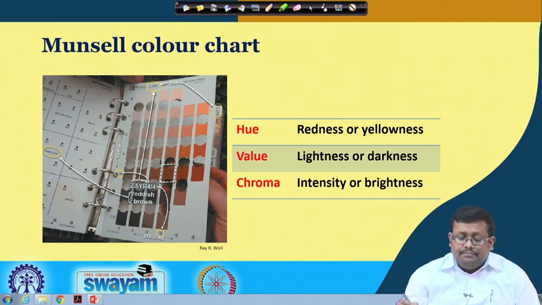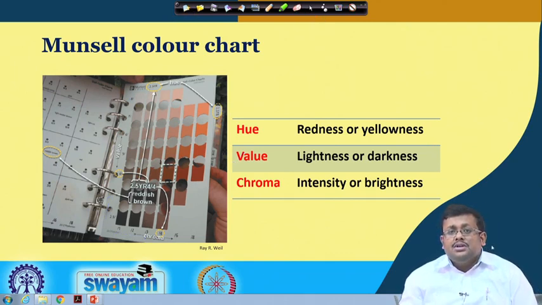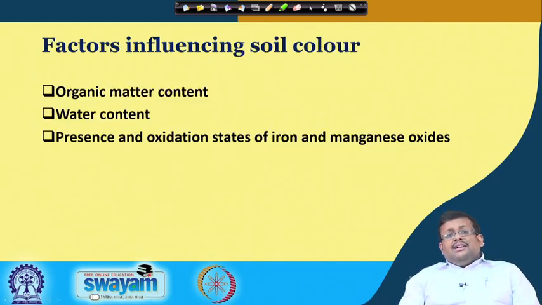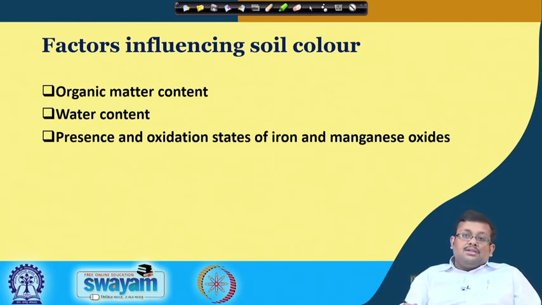So, let us see what the basic implications of soil color are. Different factors influence soil color. For example, based on the percentage of organic matter content, soil color would be different. Water content plays an important role in soil color. That is why whenever you are measuring soil color, it is important to write down the wetness condition, and also the presence and oxidation states of iron and manganese oxides are very important from the soil color point of view.